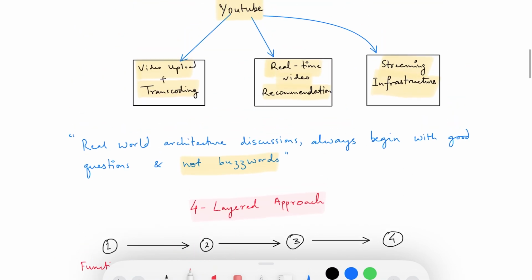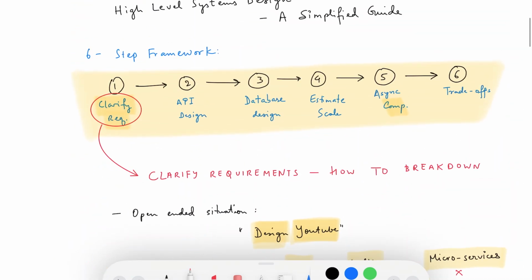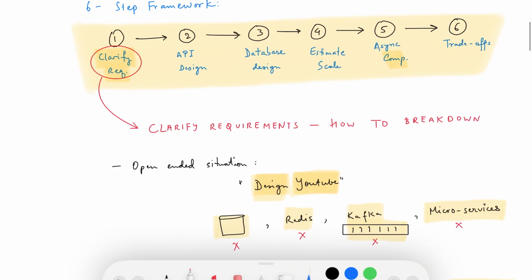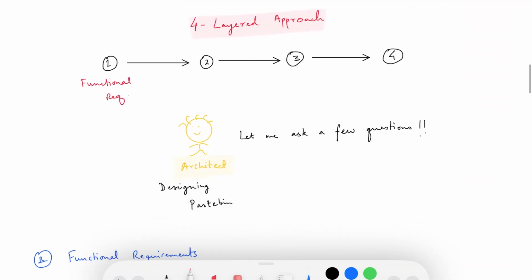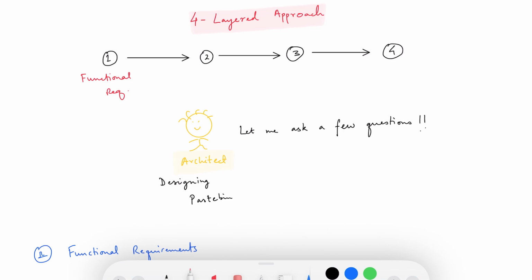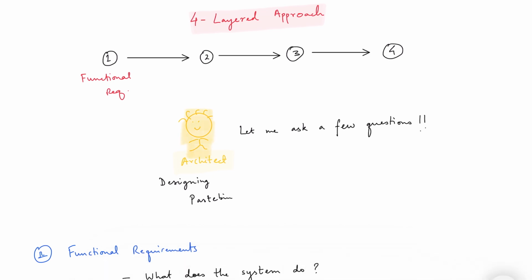Just to recap, we are at the first step of our 6-step framework, and that first step mainly tells us to ask the right questions. We are following a four-layered approach to know what questions to ask. So this will be a little deep dive. So we have our architect with us, and he's quite happy as he has been asked to design a system called Pastebin, which we discussed in our last episode.